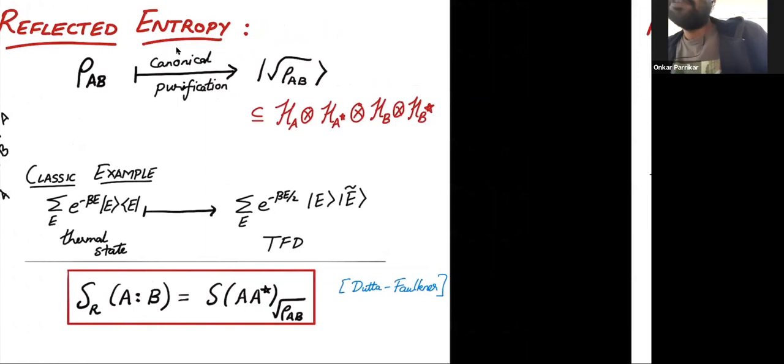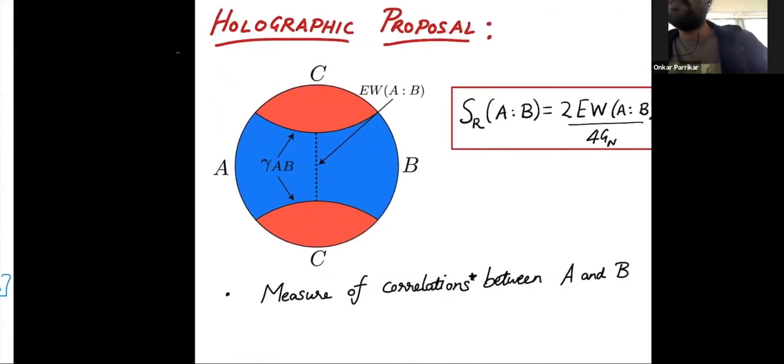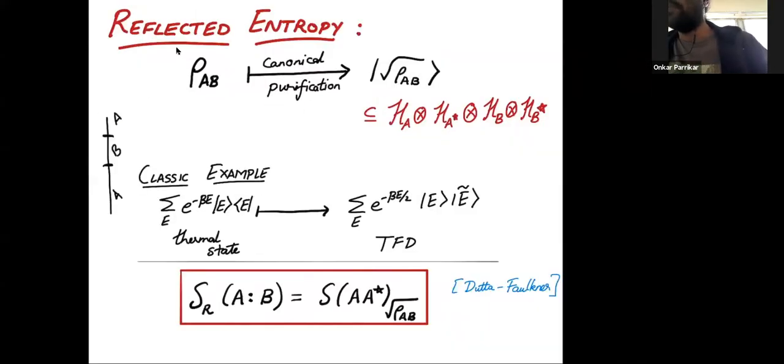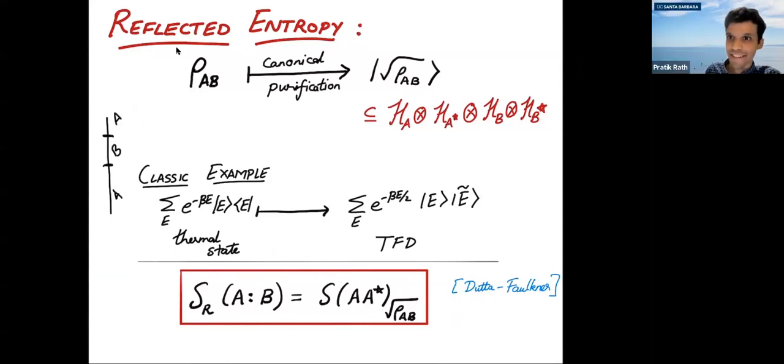Okay. And Pratik, how good is the reflected entropy as a measure of multi-party entanglement? But perhaps you're going to explain this later. I'll just get to that on the next slide. So sure.